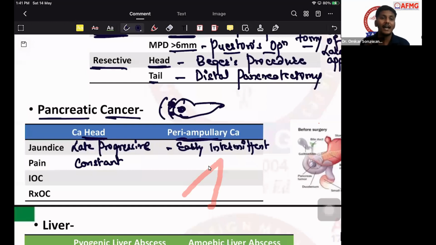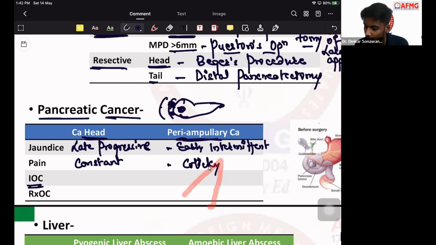Pain in cancer head of pancreas is a constant pain. In cases of carcinoma head of pancreas, there would be a constant pain, but in cases of periampullary cancer, there would be an intermittent pain or colicky pain. The better term to be used is colicky pain. In cases of periampullary cancer, there would be a colicky pain.